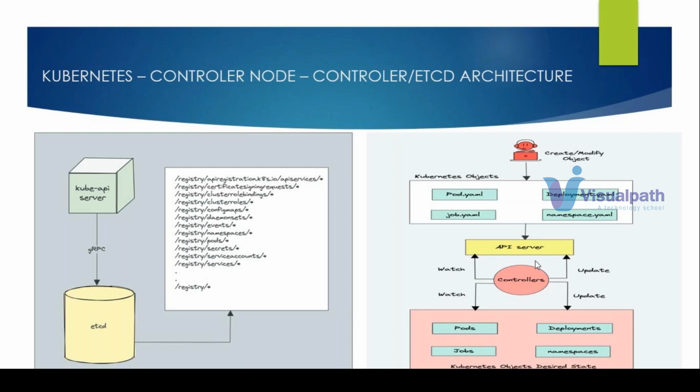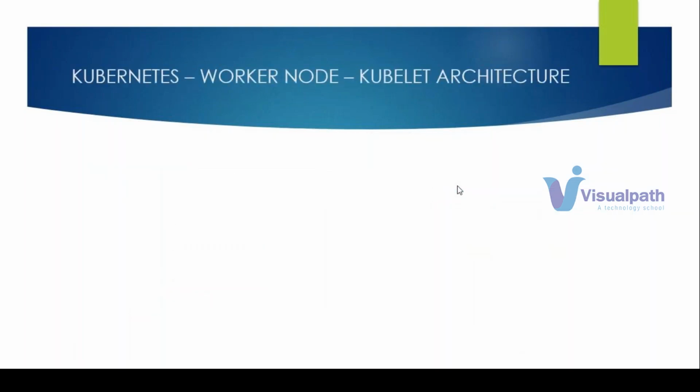In the second architecture, we are discussing the controller. You can see here what a controller actually does: it watches and it updates, mostly related to pods, job, namespace, deployment. Everything is managed with the help of the controller. These are the object resources required for creating those deployments, like pod.yaml, job.yaml, deployment.yaml, namespace.yaml. Okay, come back. Next slide.